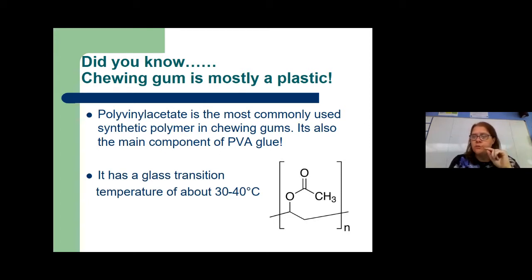The original chewing gums were actually made with natural polymers, things like rubbers and resins that you can get from plants and trees. Most modern chewing gum is made from synthetic plastics.